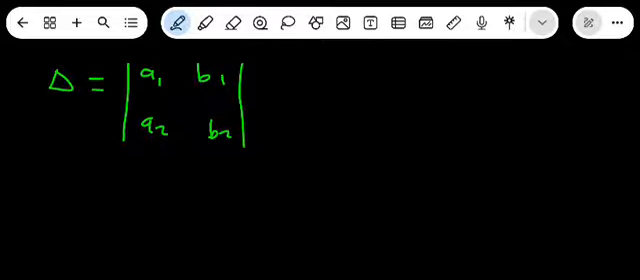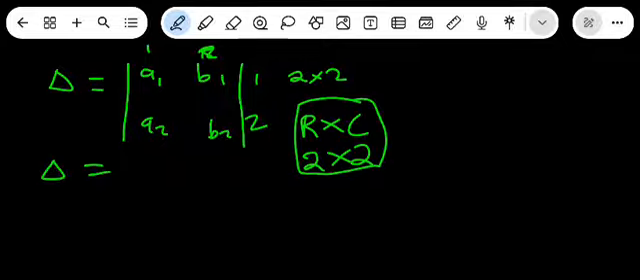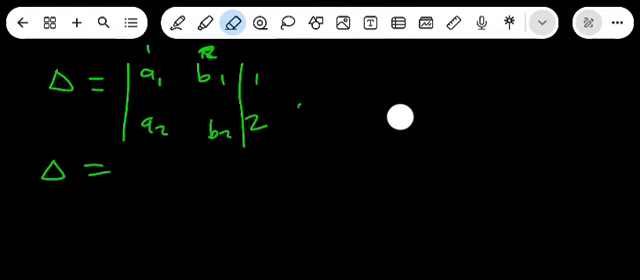You must know that this determinant is always 2 by 2. We call this a 2 by 2 matrix because it has 2 columns and 2 rows. A matrix is defined by rows multiplied by columns. So we're dealing with a 2 by 2 matrix, or 2 by 2 determinant.